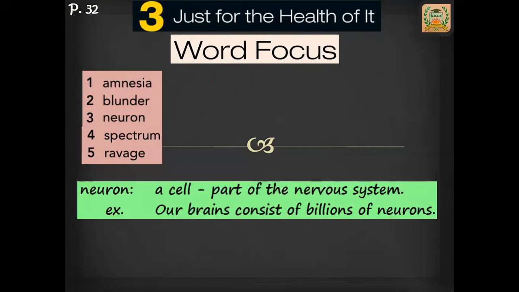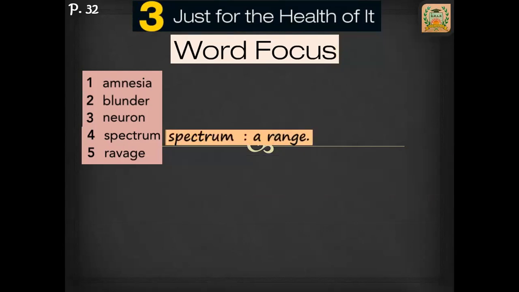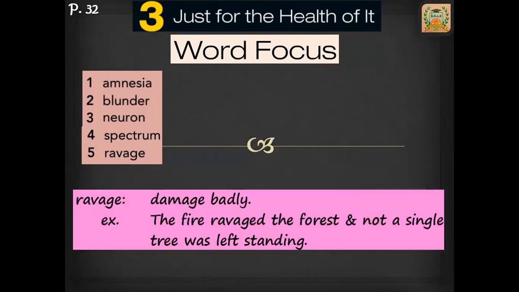Of course, the third word, you know it from biology, from science. Neuron is a cell, part of the nervous system. When we say our brains consist of billions of neurons. Spectrum means a range. Ravage, damage badly. The fire ravaged the forest and not a single tree was left standing. I think the 5 words are not that difficult.